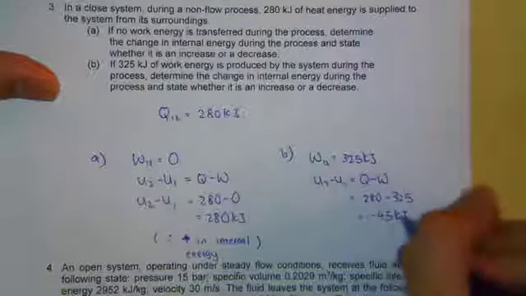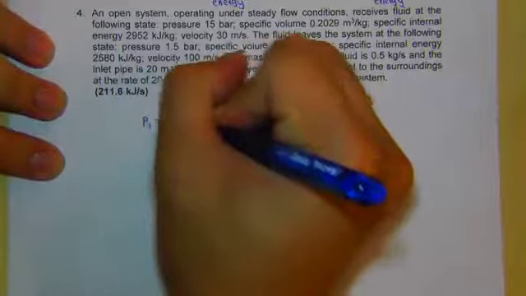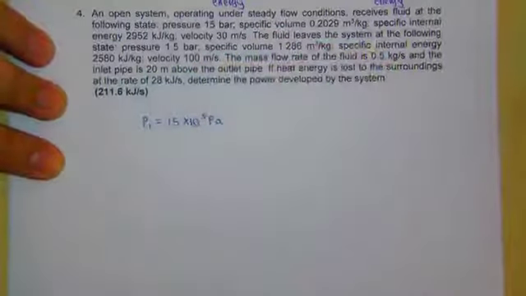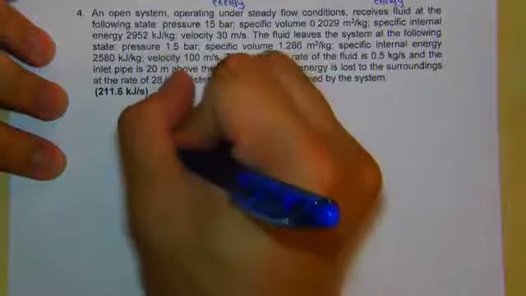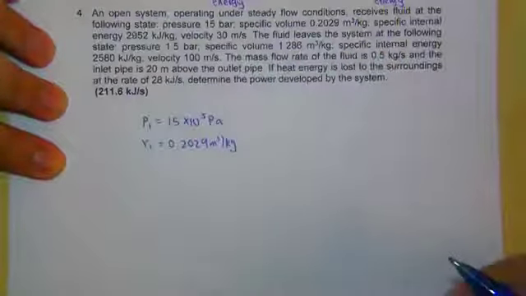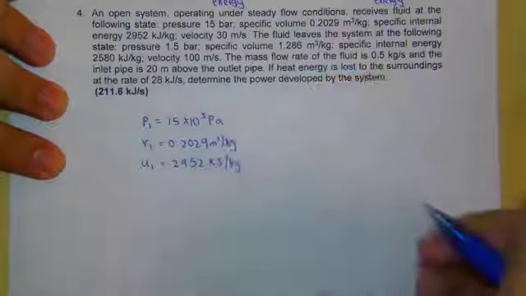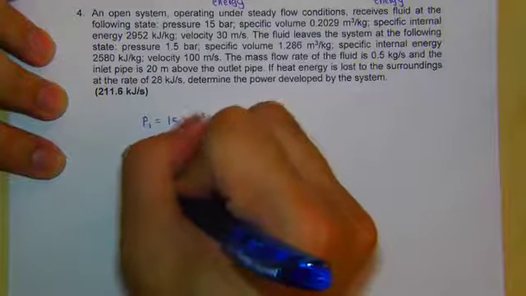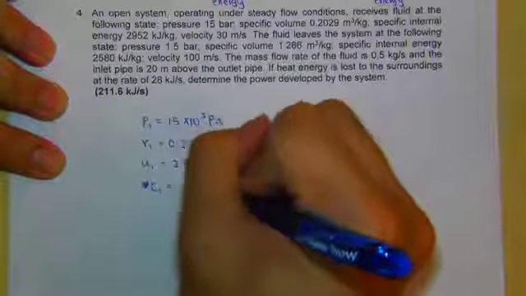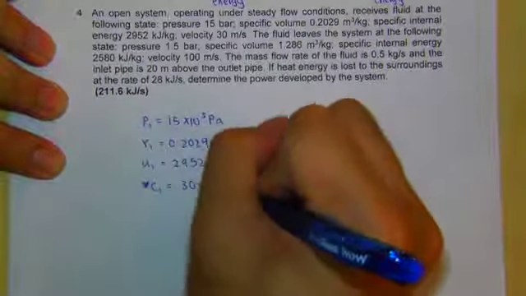Next, we move on to question 4. We have an open system operating under steady flow condition, receiving fluid at the following state. Pressure 15 bar. Again, we write down P1 is equal to 15 bar, so we change to Pascal. Specific volume V1 is 0.2029. Specific internal energy U1 is 2952. We'll use C1 as velocity, 30 meter per second. So this is the inlet.